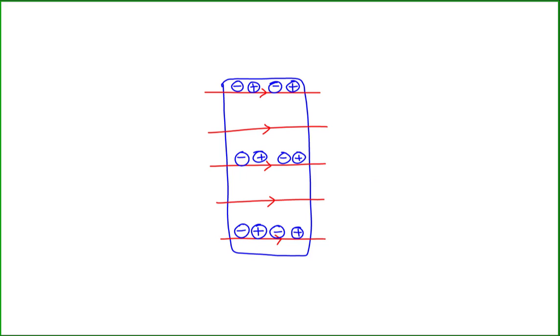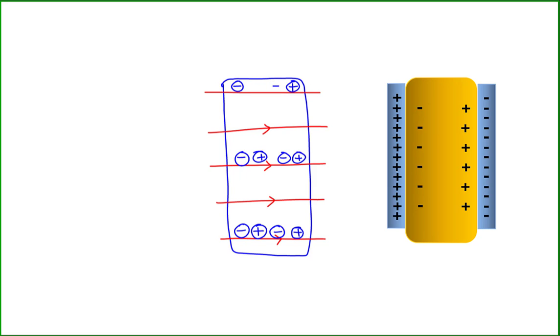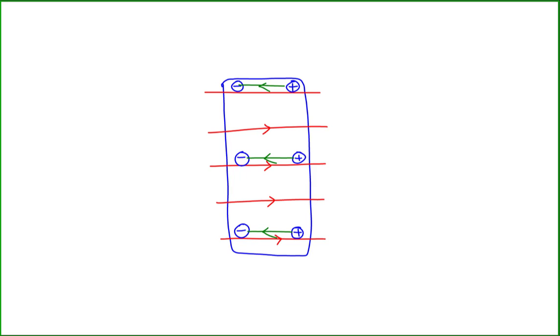Because of polarization, the dielectric in an electric field will give rise to thin layers of bound charges on the surfaces, creating positive and negative surface charge densities. These positive and negative surface charge densities will in turn produce their own electric field opposite to the direction of the original electric field that induced the polarization in the dielectric.